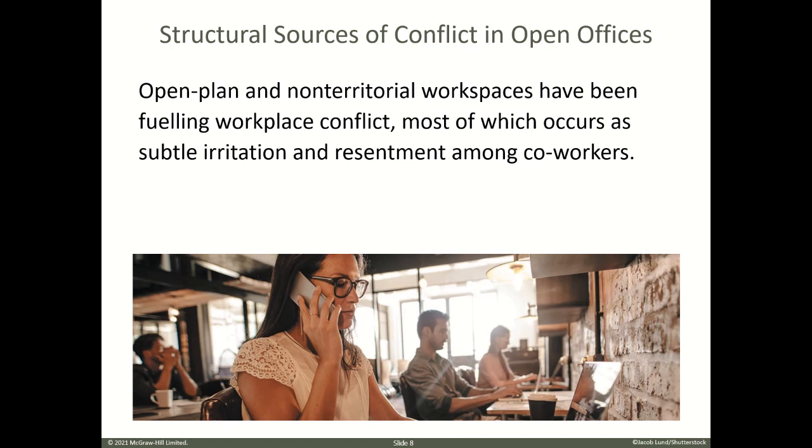Now, sources of conflict in the open offices. Open office and non-territorial workspace have been fueling the workplace conflict, most of which occur as a subtle irritation and a resentment among co-workers. Resentment means not being agreed on one issue. So more and more disturbance will be there, right? Which definitely reduces work concentration and performance, and increases employee stress, and then conflict with those perceived to be causing the distractions. The person who is responsible for producing the disturbance and the distractions, again there will be more conflict.